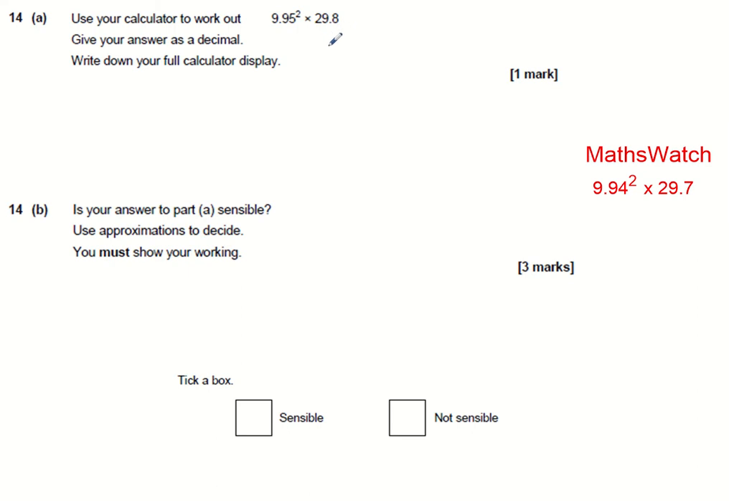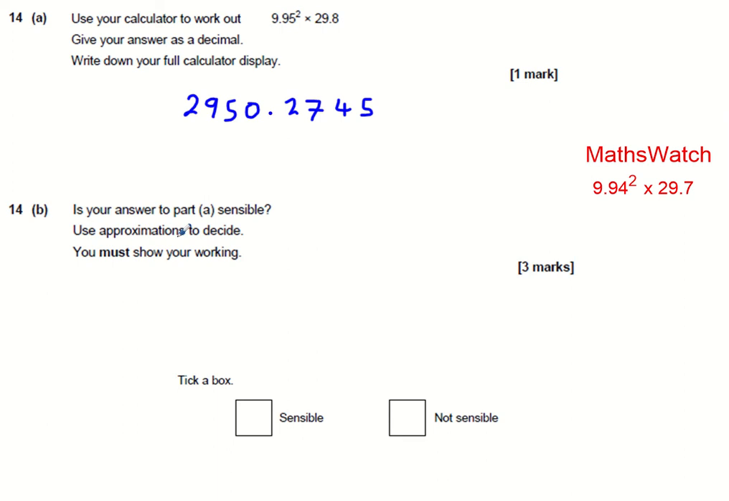I'm just going to give you the answer to this one. So 9.95 squared times 29.8 is 2,950.2745. Part B. Is your answer to part A sensible? Use approximations to decide. You must show your working.